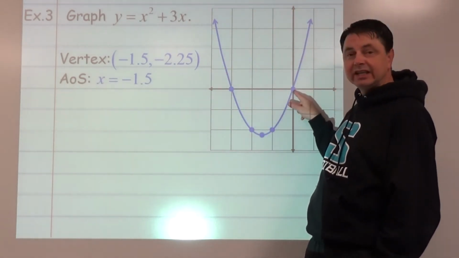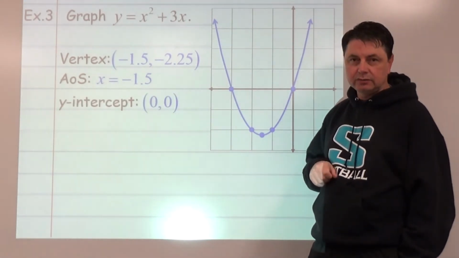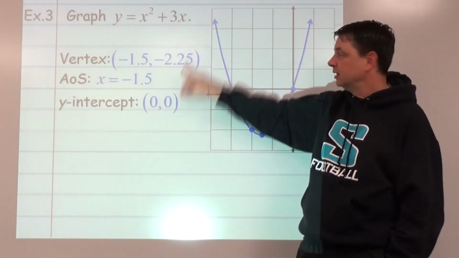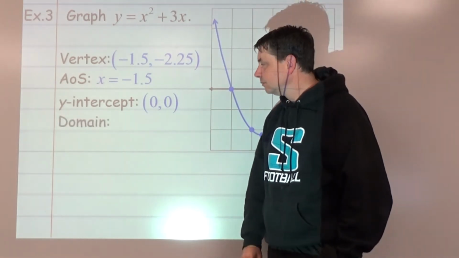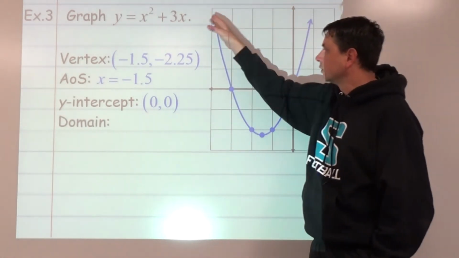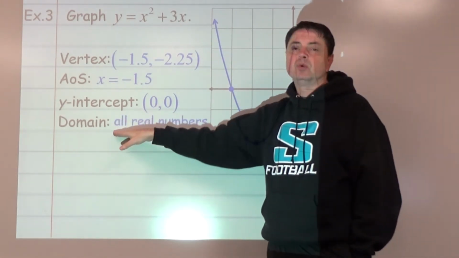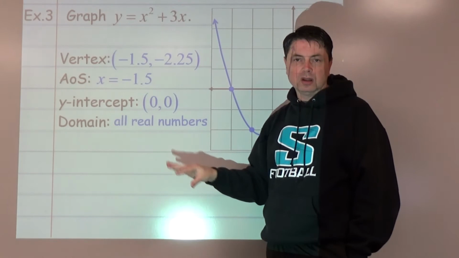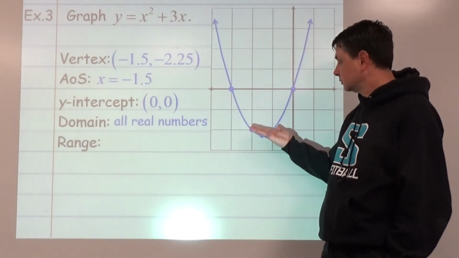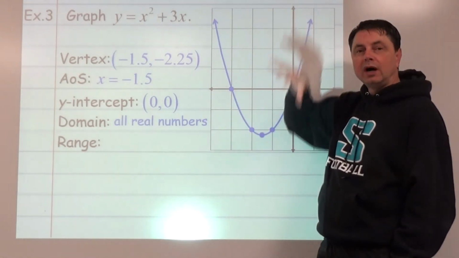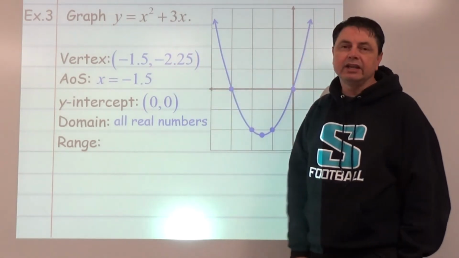Y-intercept. We can see it. It's a point. Something comma something. 0 comma 0. Remember when we said 0 comma c, and previously we just said that c was 0. What's the domain? It goes forever left. It goes forever right. It's all real numbers. That will be the domain for all of our quadratic functions. What's the range? Here and above. Y is greater than or equal to negative 2.25.